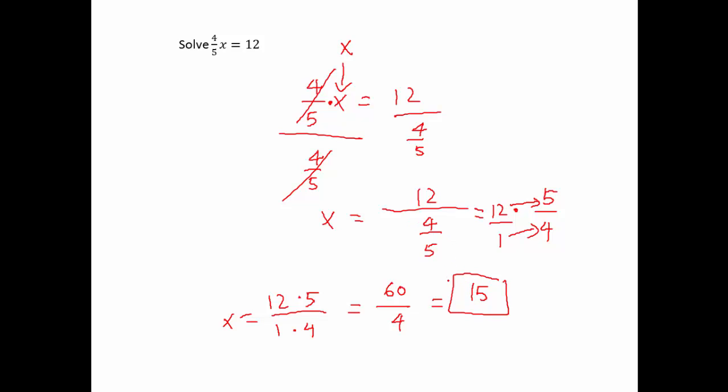And you can check that indeed x is a solution for this equation by plugging 15 back into this equation. So 4 over 5 multiplied by 15. 15 divided by 5 gives you 3, right? 3 times 4, which is 12. So that's correct.